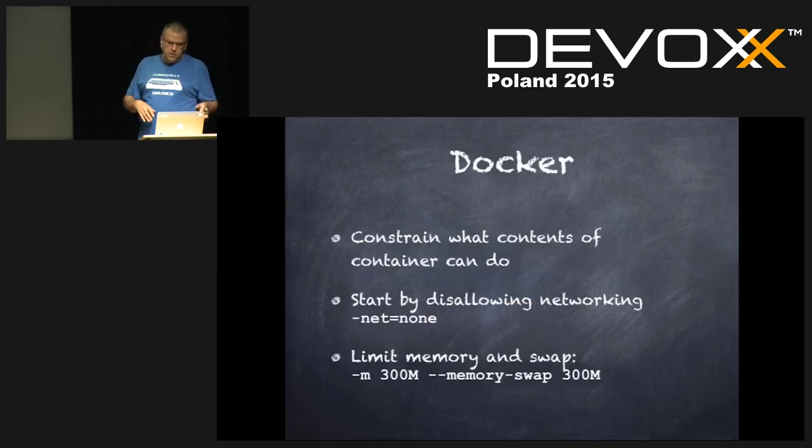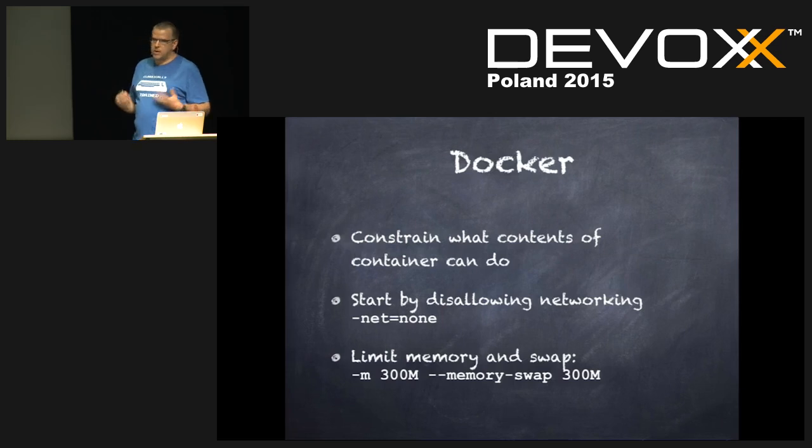So we use Docker to constrain what the contents of the container can do. We start by disallowing networking. When we fire up a Docker container, we don't give it any networking privileges at all. By default, Docker containers, when they're started, are given access to a network with other Docker containers on the same host, and access to basically the host's NIC to send packets out beyond the host. We disallow this with a Docker option called net equals none.